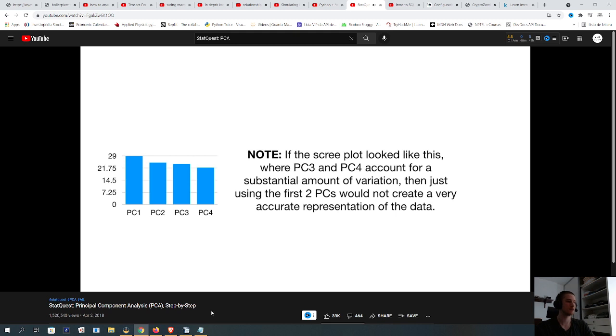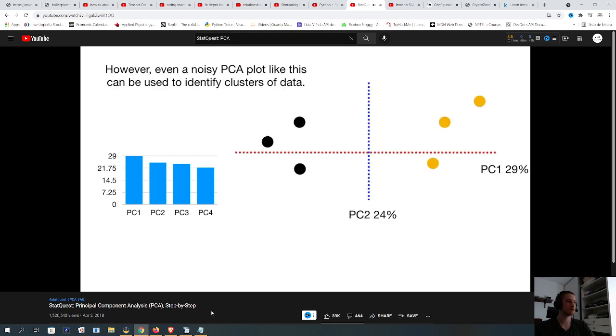Note, if the scree plot looked like this, where PC3 and PC4 account for a substantial amount of variation, then just using the first 2 PCs would not create a very accurate representation of the data. Wah wah. However, even a noisy PCA plot like this can be used to identify clusters of data.